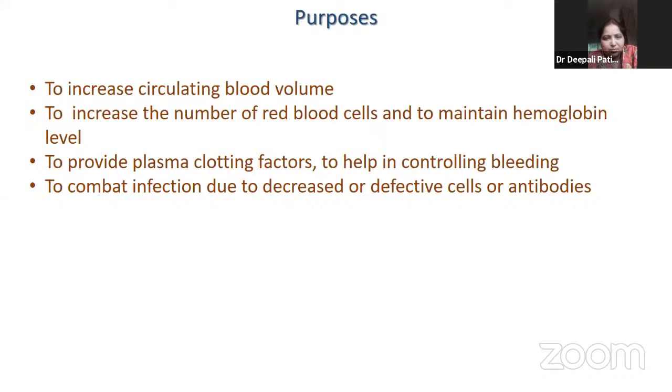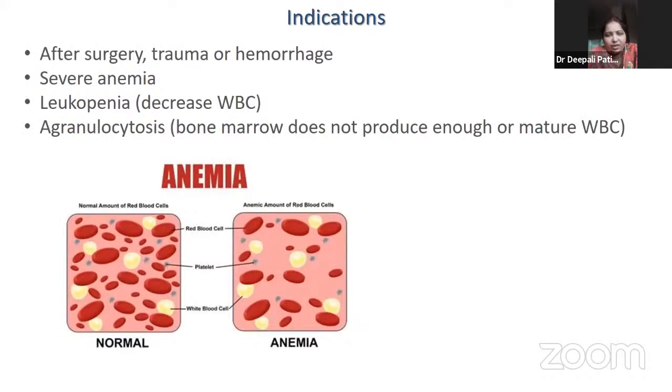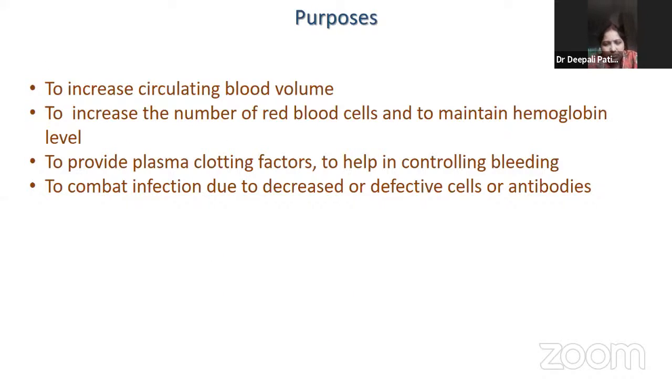Second is to increase the number of red blood cells. In certain patients, there is defective formation of RBCs, or there is premature destruction of RBCs, which leads to anemic conditions. Such conditions may require blood transfusion. Then also certain diseases in which there is deficiency of clotting factors require blood transfusion. And in chronic illnesses, when the immunity is decreased, to hasten the recovery, blood transfusion may provide antibodies to the patient.